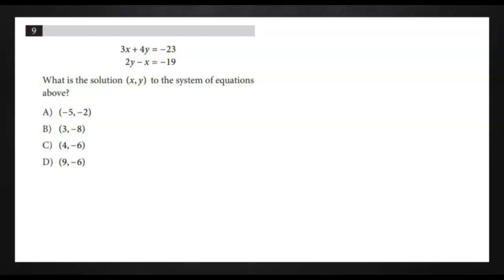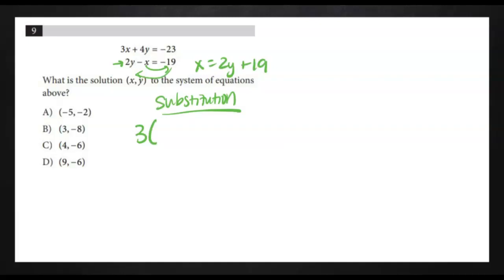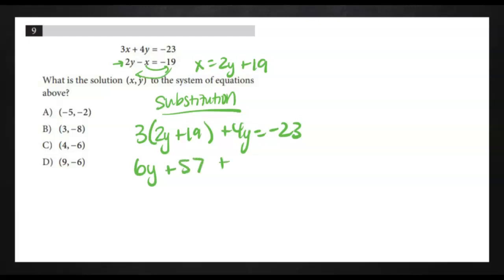So when I look at this question, one of the things that I can do is use substitution. So what I could do is make that second equation be an x equals. So I have to move my x to the right side and then move that 19 over to the other side. So I'm going to get x is equal to 2y plus 19. When we do substitution, you get 3, and then my x is now 2y plus 19, plus 4y is equal to negative 23. I'm going to distribute. I got 57 plus 4y.